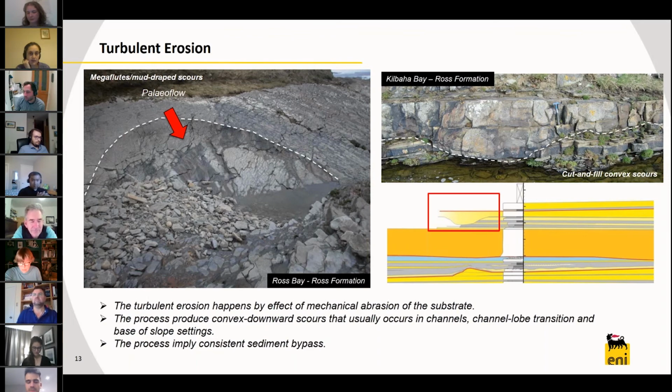And this produces more convex downward scours, developed as cut-field features, or megaflute type of features, that are more common in channel-lobe transition and base-of-slope settings. And these kinds of interaction otherwise imply inconsistent sediment bypass.